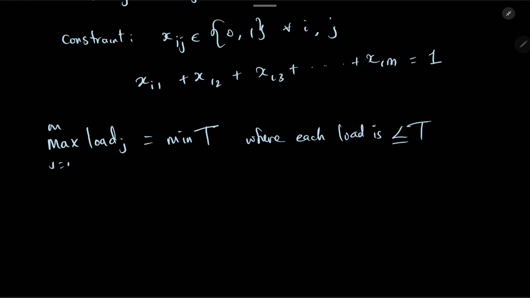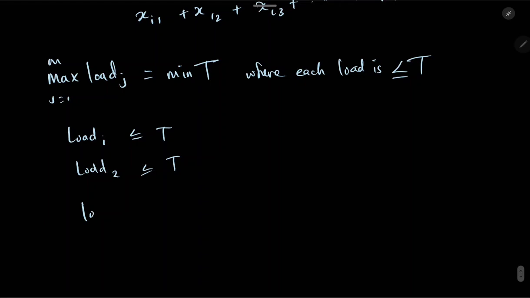So let's say, for example, for machine 1, the load on machine 1 is always going to be less than or equal to t. The load on machine 2 will always be less than or equal to t. That way, the load on machine 3 will always be less than or equal to t. So this means that if t is, let's say, 110, then load 1 can be 100, this can be 90, this can be 105, but it would never exceed 110.